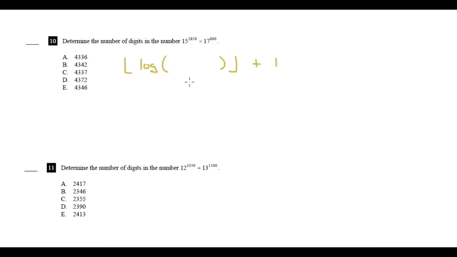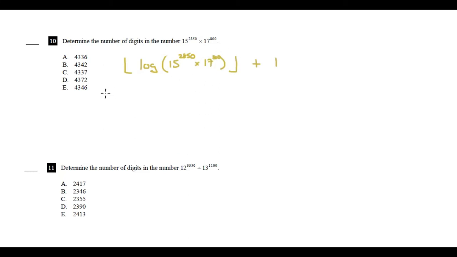This essentially is just a way, if you take the log, ignore the decimal since we're only dealing with positive numbers here. This is called the floor function. And don't forget to add 1 to get the correct number of digits. So we have to figure out what the log of this product is. That's 15 to the power of 2850 multiplied by 17 to the power of 800.